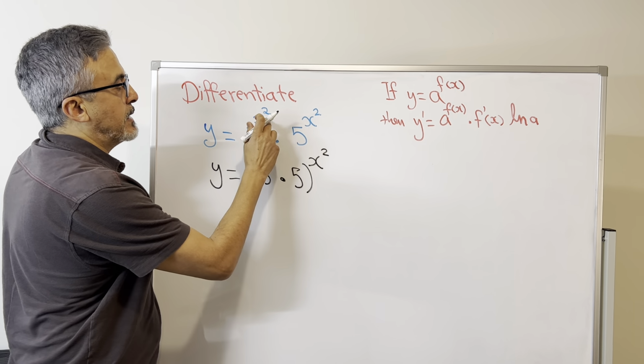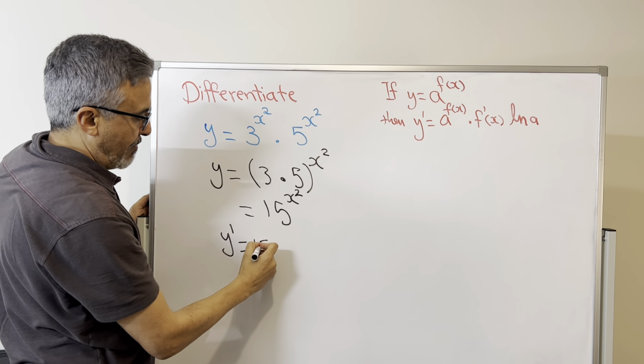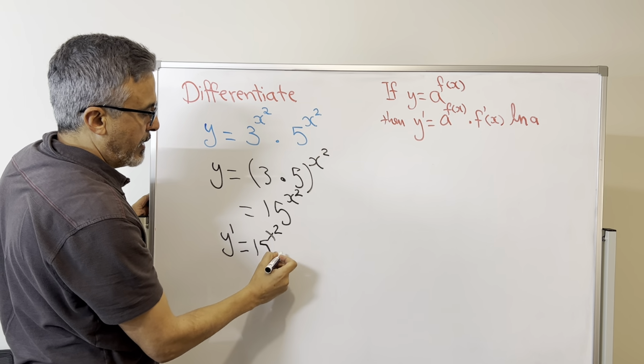Y prime equals, so again we write a to the power of f of x, we're just going to write that again, 15 to the power of x squared, times the derivative of f of x, which is going to be 2x, and then we're going to multiply that all by ln of the base, 15. If we want to rewrite this, we can write it as 2x ln 15, and then 15 to the power of x squared, and maybe we should put that in brackets.